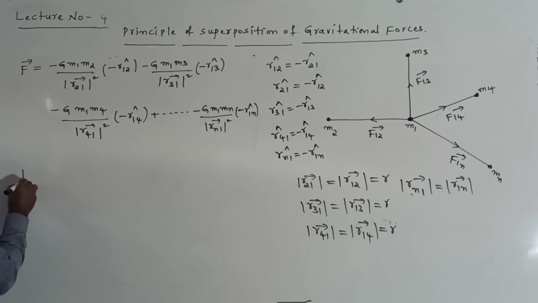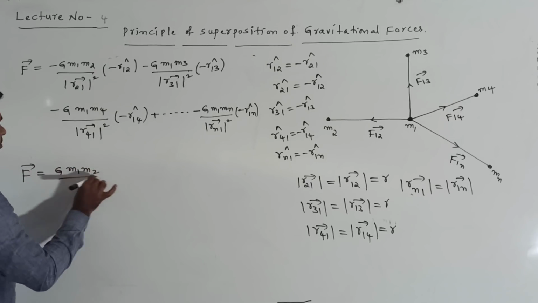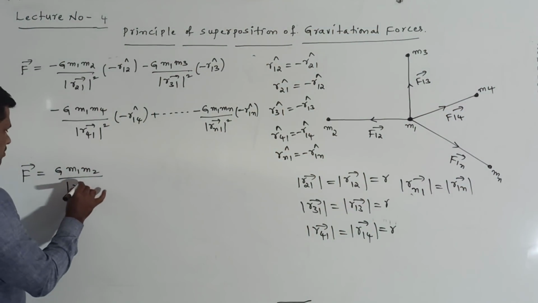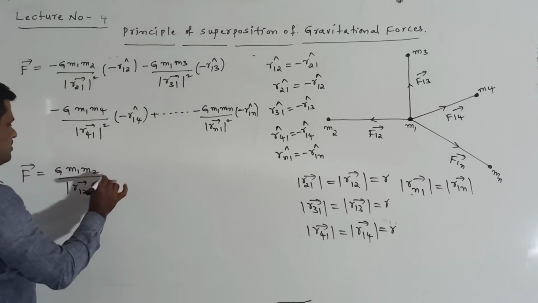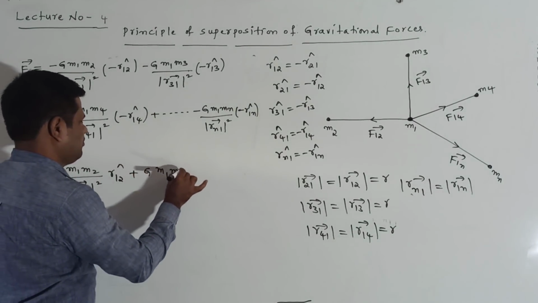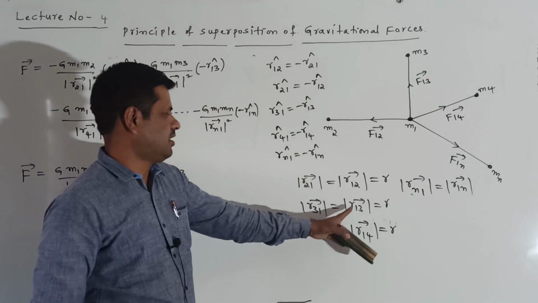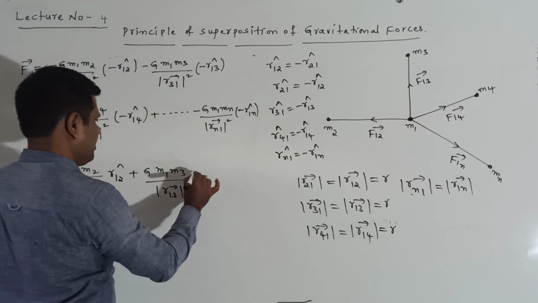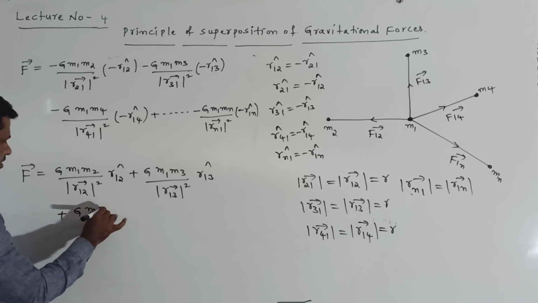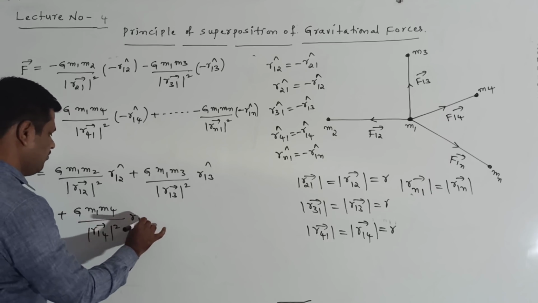Now the final equation, the resultant force, can be written as: minus into minus plus G M1 M2 by mod R12 bar whole square into R12 cap, plus G M1 M3 by mod of R13 bar whole square into R13 cap, where R31 can be written as R13, plus G M1 M4 by R14 bar whole square into R14 cap.